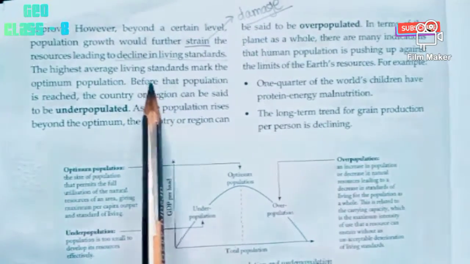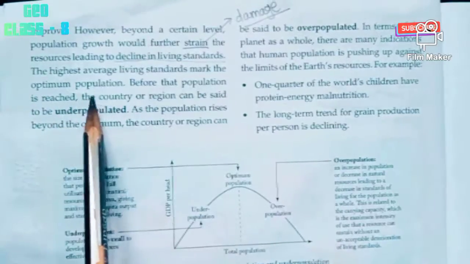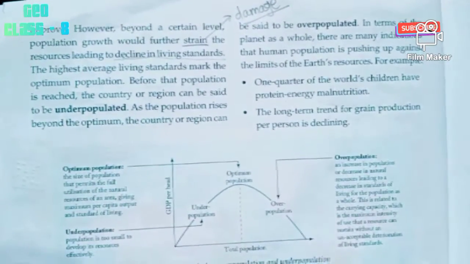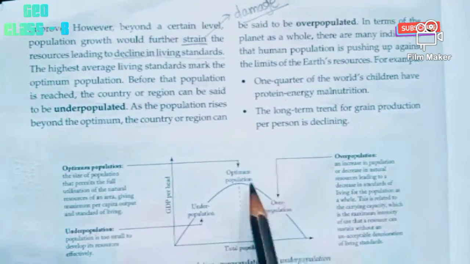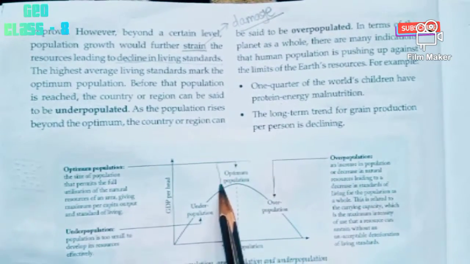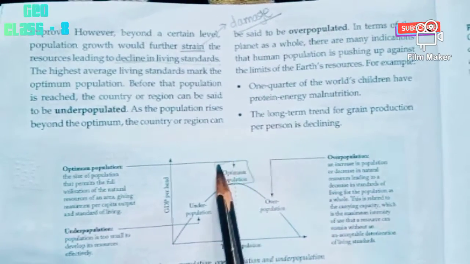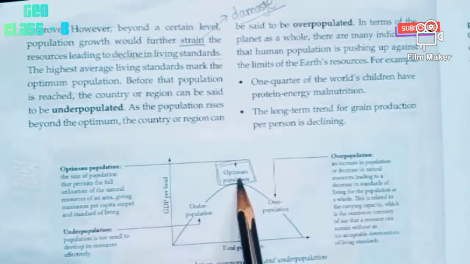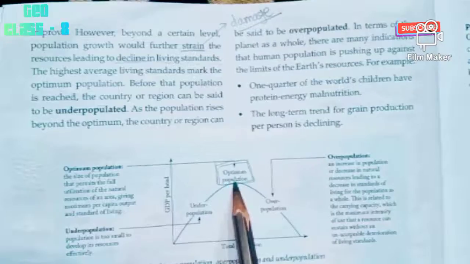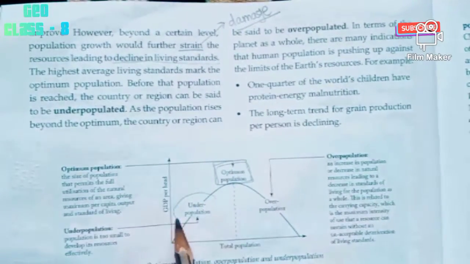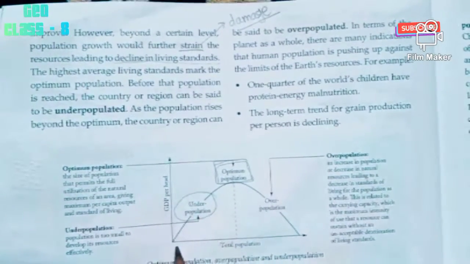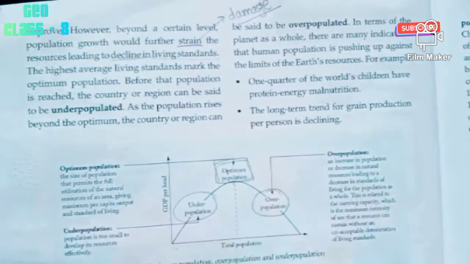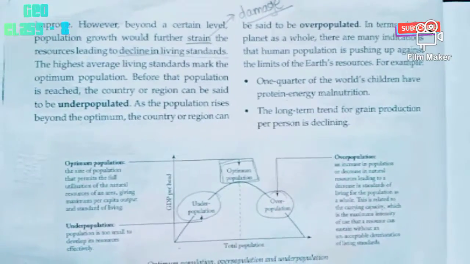And here, before that optimum population is reached, the country or the region can be said to be underpopulated. This means there is one concept, one level, which is called the optimum population. Optimum in the sense of favorable. Less than that population, it is called underpopulation. And more than optimum, it is called overpopulation. This is a simple concept.